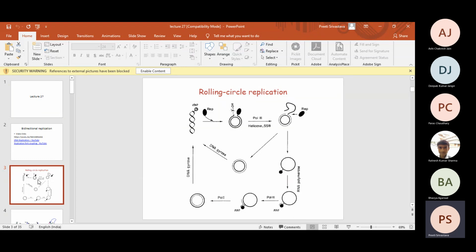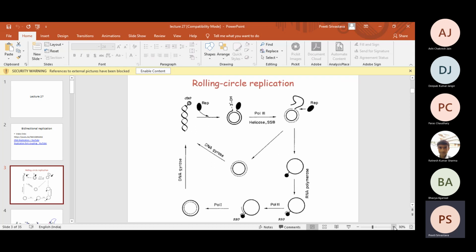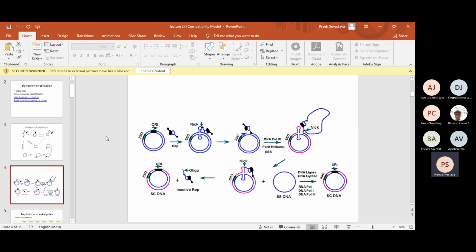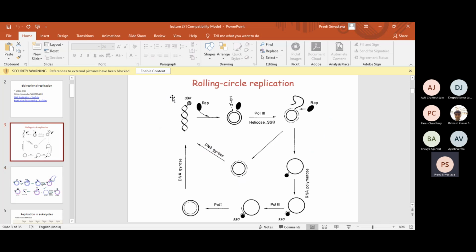If we look at the structure of rolling circle replicating plasmids, they actually have two origins. One is called DSO, which is the double-stranded origin, and the other is called SSO, the single-stranded origin. The initiator protein is Rep, and this Rep protein exists as a dimer. I'll show you the figure; maybe this one is better. The Rep protein, as you see, exists as a dimer, and it binds to this ORI, which is actually DSO, depicted over here.